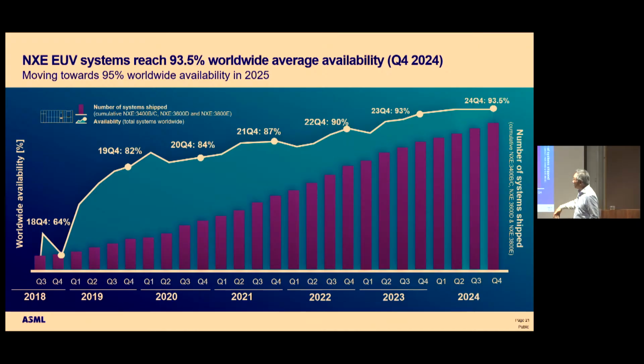And how many of these machines are there? Here's the cumulative number. By the end of Q4 2024, about 270 machines are in the field, all running, okay? 3400, 3600, 3800, these 3 types. The 3300s have been retired. About 270 machines by the end of last year, all working either in R&D or production.